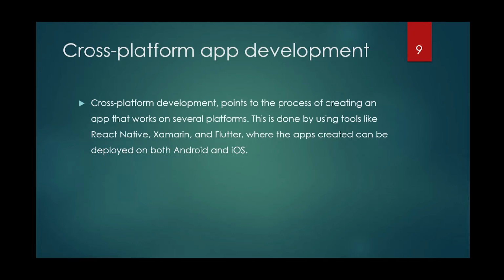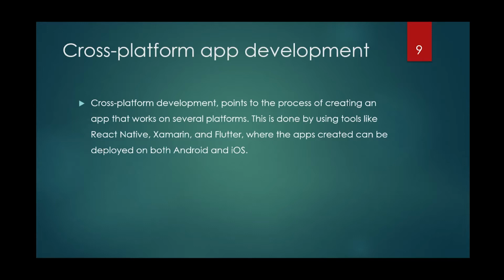But cross-platform development points to the process of creating an app that can work on several platforms. This is done by using tools like React Native, Xamarin, and Flutter, where the created app can be deployed on both Android and iOS devices. In simple words, if you want to have access to both Android and iOS markets by creating native apps, you have to build two completely separate applications and upload one of them in the iOS market and the other one in the Android market. But if you are using cross-platform development, by creating one app, you can upload it in both markets and it can be deployed and installed on both Android and iOS devices.